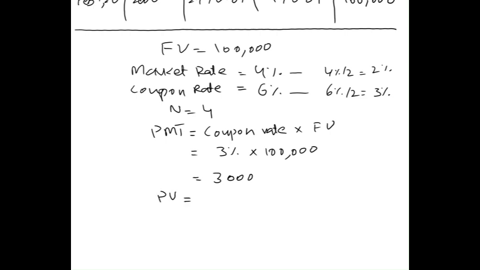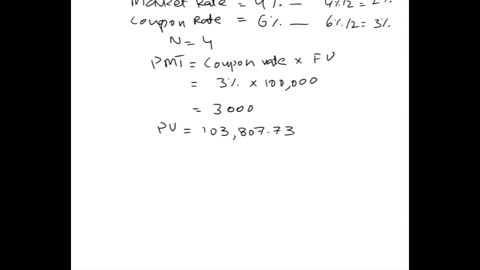present value will be equal to 103,807.73. So we can see now that the market rate is lower than the coupon rate, and we know when the market rate is lower, the present value increases. So that is why this bond will be sold at a premium. And then we will do the same amortization schedule.